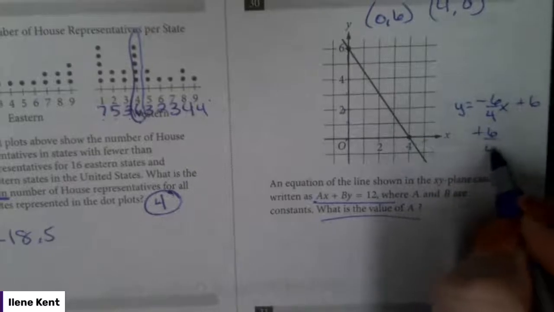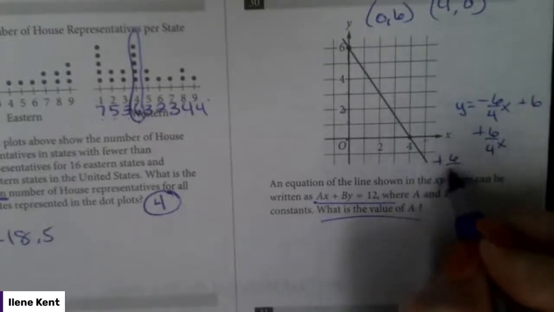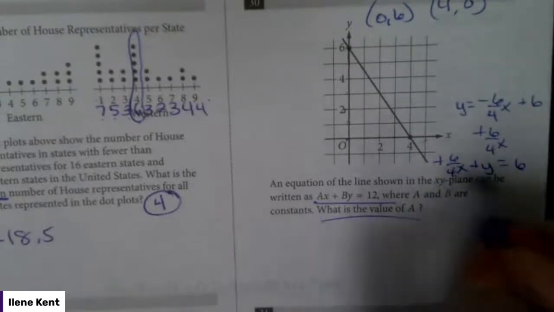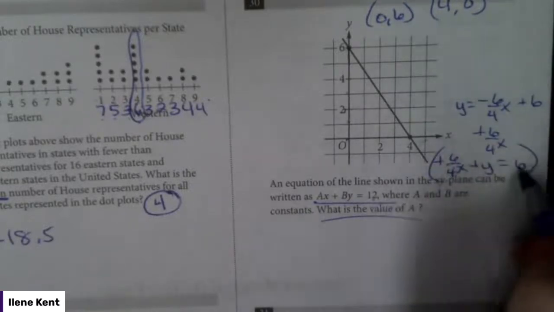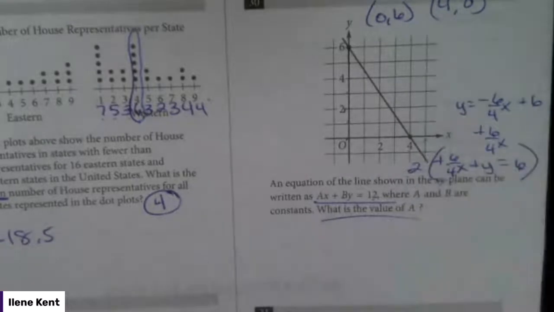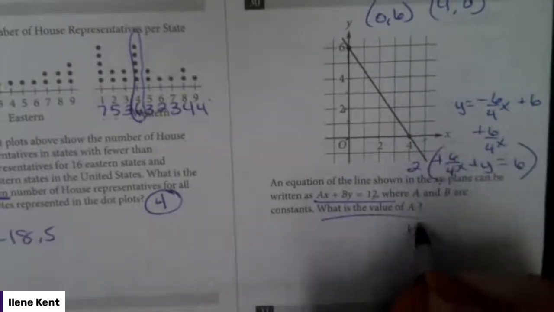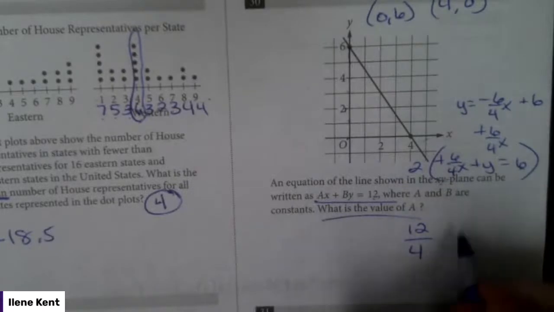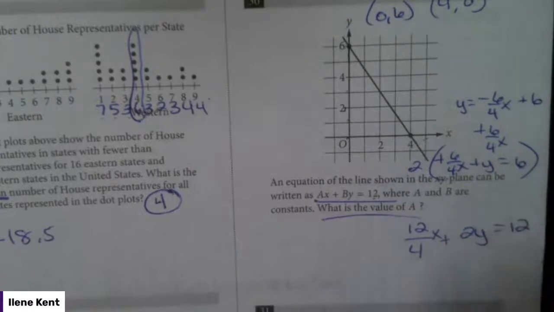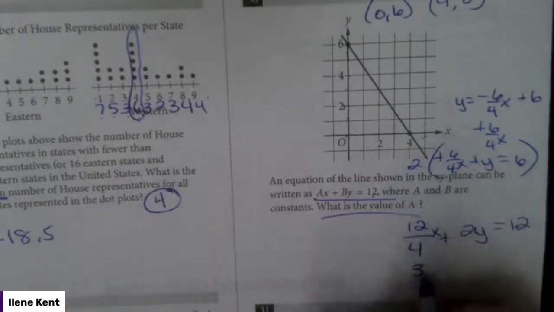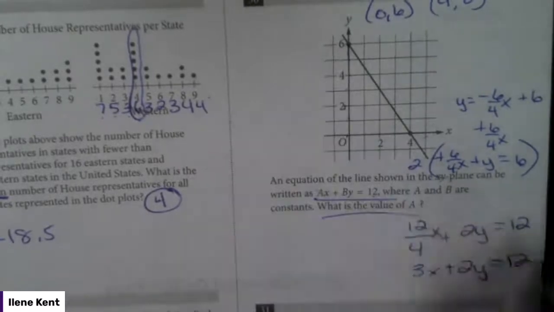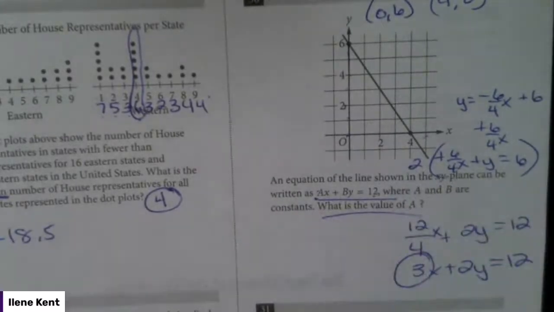Let's add the 6 over 4 x to both sides and multiply it by 2 because this is 12 and I have 6. So 2 times 6 is 12 over 4 x plus 2y. That's x equals 12. 12 over 4, that's 3. 3x plus 2y equals 12. They wanted a. They want that guy: 3.